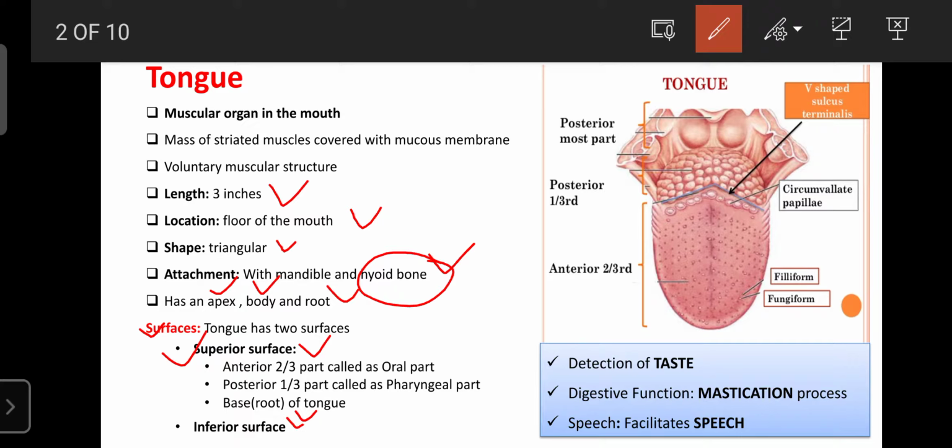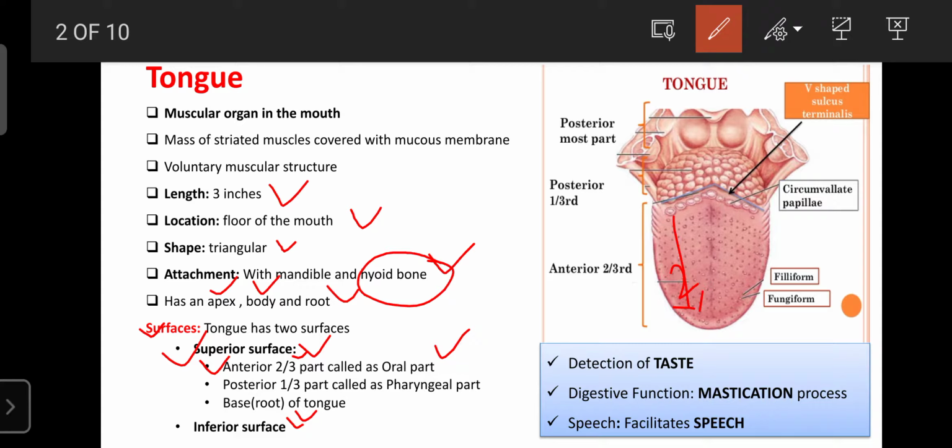Regarding the superior surface, it is divided into three parts. The first two-thirds, the anterior part, is known as the oral part. It is two-thirds of the total length. The total length of the tongue is 3 inches, so this is around 2 inches. That part of the tongue is known as the anterior part or the oral part.